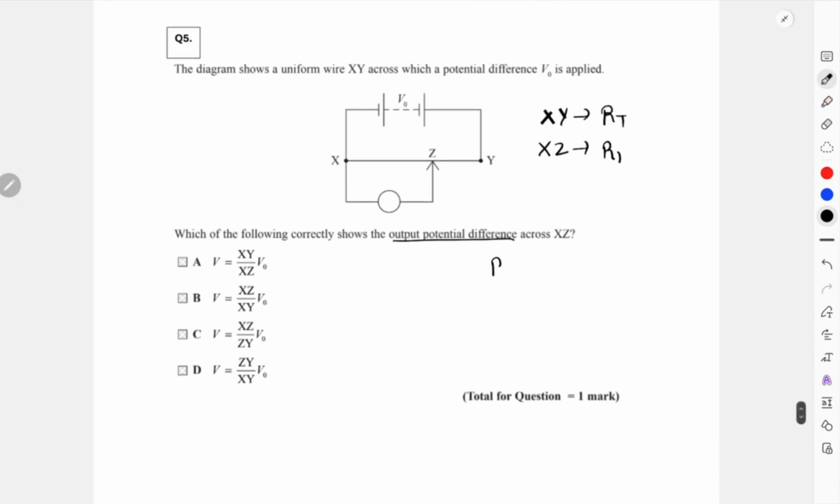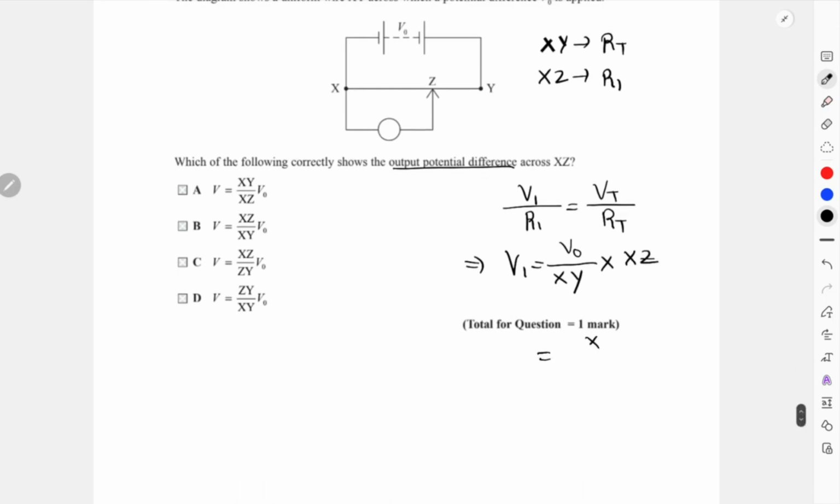So in that case, obviously they're connected in series, so they will have the same current, right? So V1 over R1 is equal to V total over R total. We're trying to find V1, V total was V naught, R total was XY, and R1 was XZ. I'm just going to rearrange it. So I'm going to write XZ at the top, XY at the bottom, and then V naught on the side, which means this is exactly XZ over XY times V naught. Option B, right? Option B is the correct answer then.